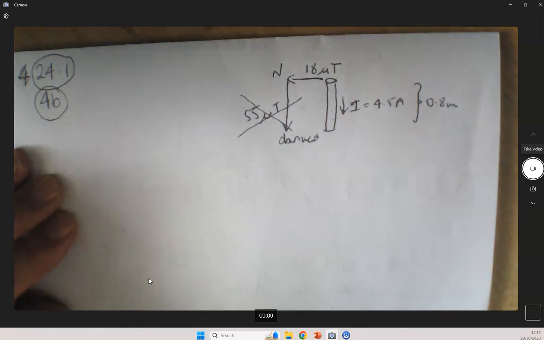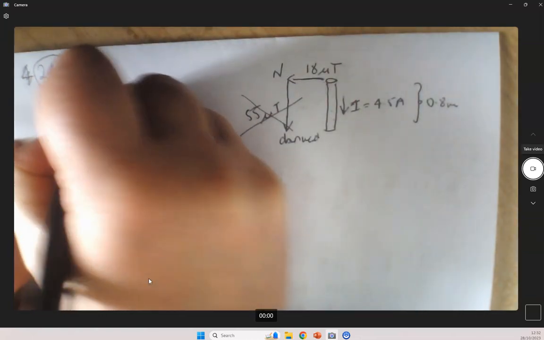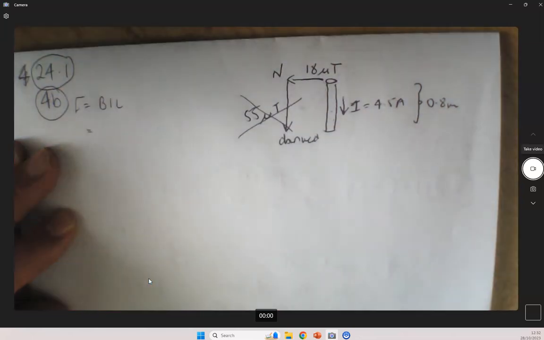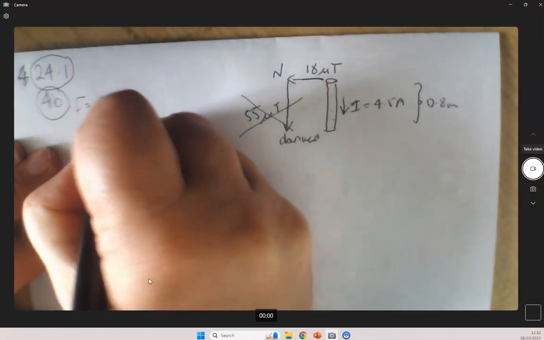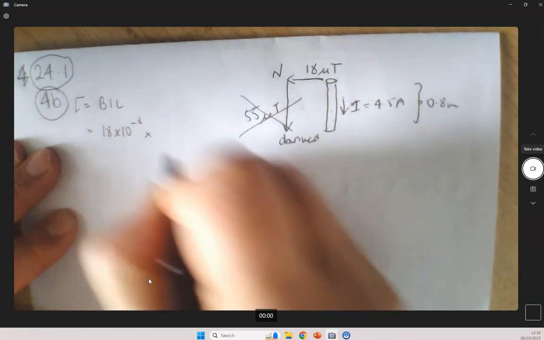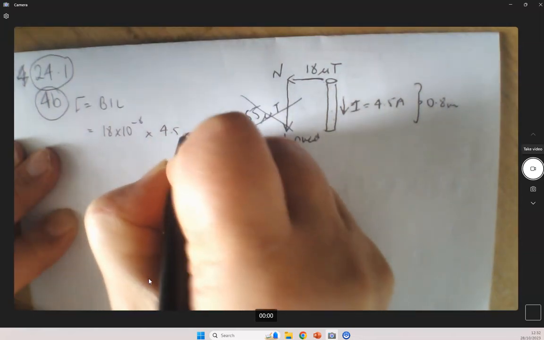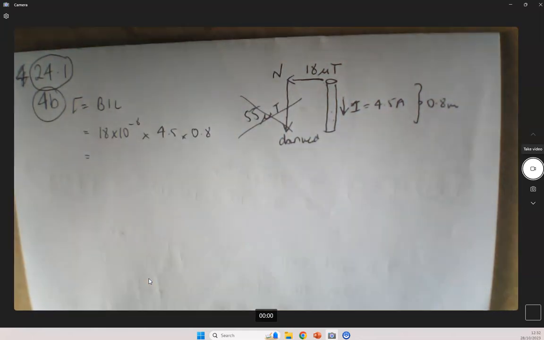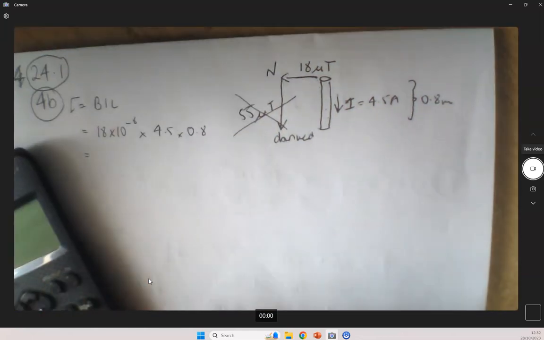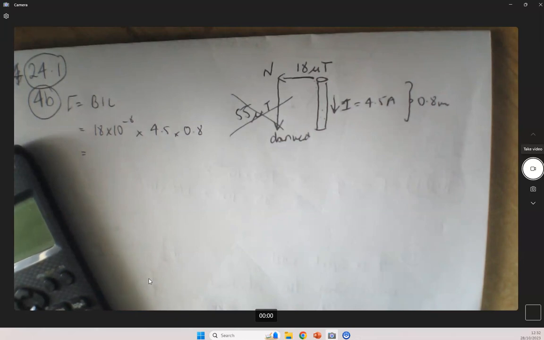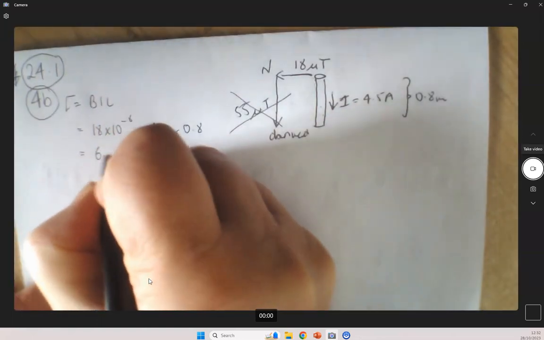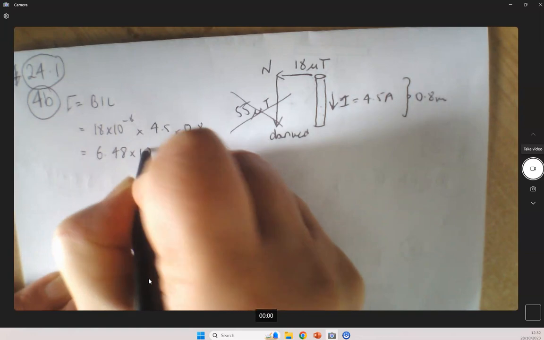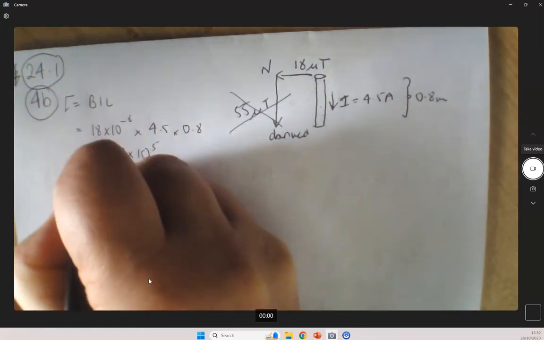So if I look at this then, for the magnitude, I'm just going to do F is equal to BIL. Now F is equal to BIL, I've got 18 times 10 to the minus 6. My current is 4.5 amps and my length is 0.8. So shove those numbers into a calculator. 18e to the minus 6 multiplied by 4.5 multiplied by 0.8 gives me 6.48 times 10 to the minus 5 newtons.